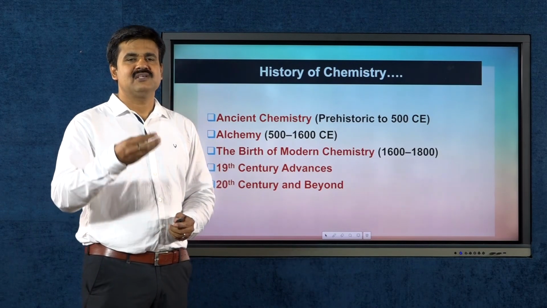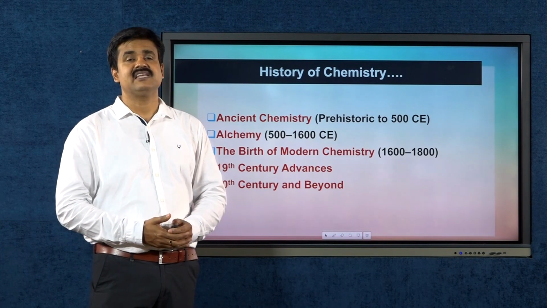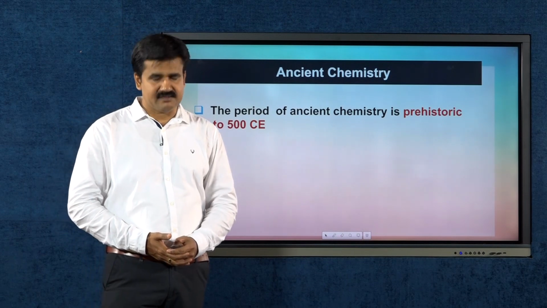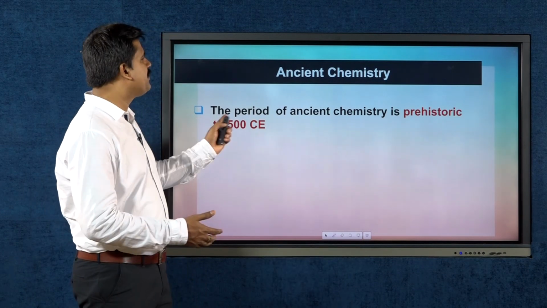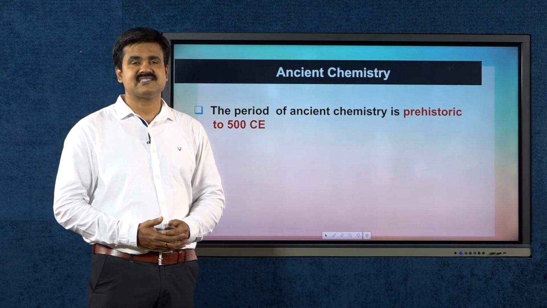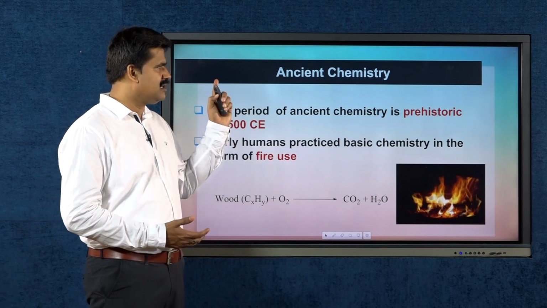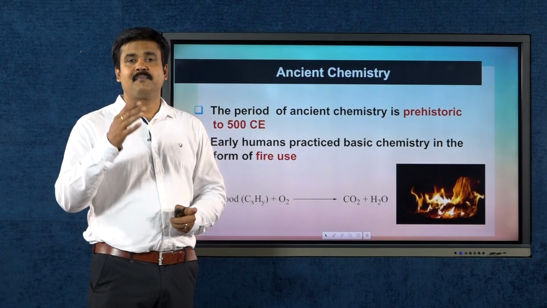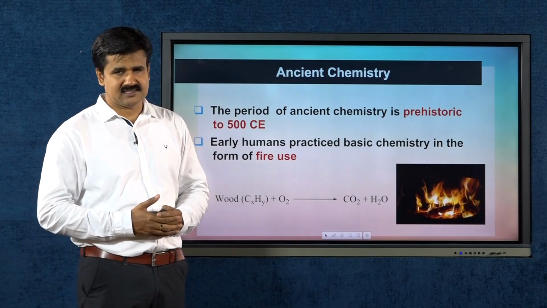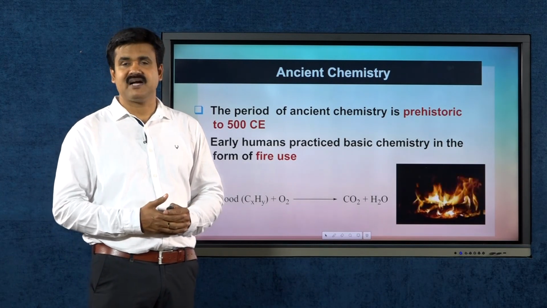We can move into some details of each of these historical stages in the development of chemistry. The first part is ancient chemistry. As we know, the period of ancient chemistry is from the prehistoric period to 500 CE. Early humans who lived in this era practiced the basics of chemistry in the form of fire use. They produced fire, but they didn't know the chemistry behind it.